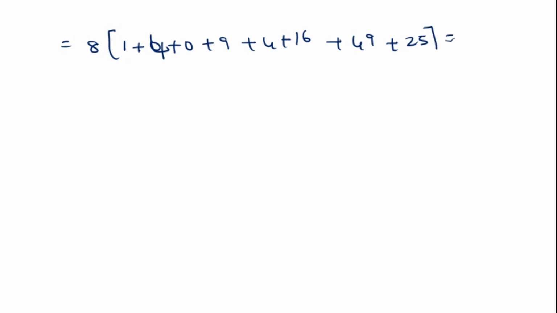which is equal to 8 into 1 plus 0 plus 1 plus 4 plus 0 plus 9 plus 4 plus 16 plus 49 plus 25. That means answer will be 864.